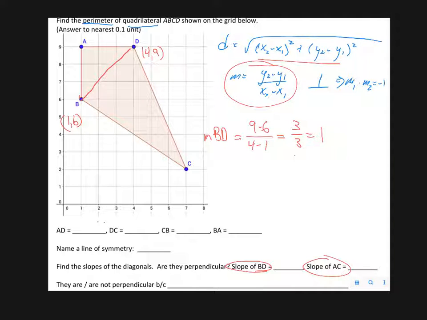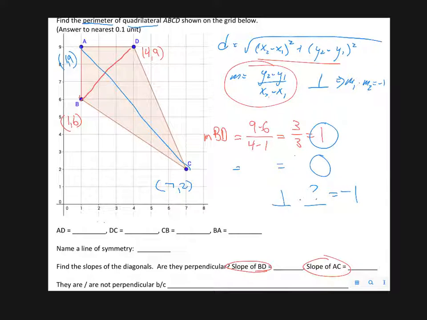So in the same fashion, what is the slope of that line? C is at (7, 2), and A is at (1, 9). So you can process that and get an answer. Take these two answers and multiply them. Does 1 times whatever this is equal -1? If it does, then we would say yes, they are perpendicular. If not, then we would say no.